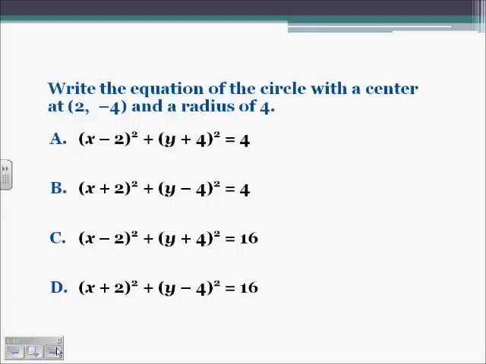Alright, write the equation of a circle with a center of (2, −4) and a radius of 4. So we know if the radius is 4, our r squared is going to be 16, so we can immediately eliminate A and B because they don't have our equation equal to 16 like we're supposed to. And then we know when we write them in our equations, we always take the opposite of what is shown for our center. So we would have (x − 2)² + (y − a negative 4)², so that's going to be y + 4. So our answer is going to be C.